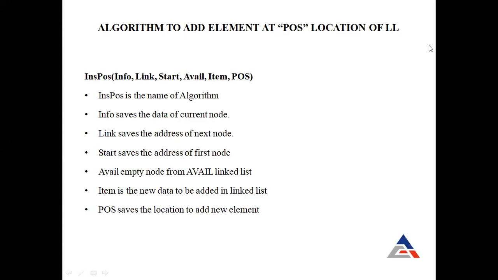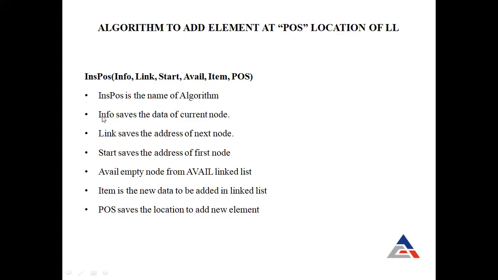What do I have to do if I want to insert the element at any particular location? I don't want to insert at the start, I do not want to insert at the end of the linked list, but I want to insert in between the linked list. So the algorithm is INSPOS, info, link, start, avail, item, position. These all are the important variables, parameters I have used in my algorithm.